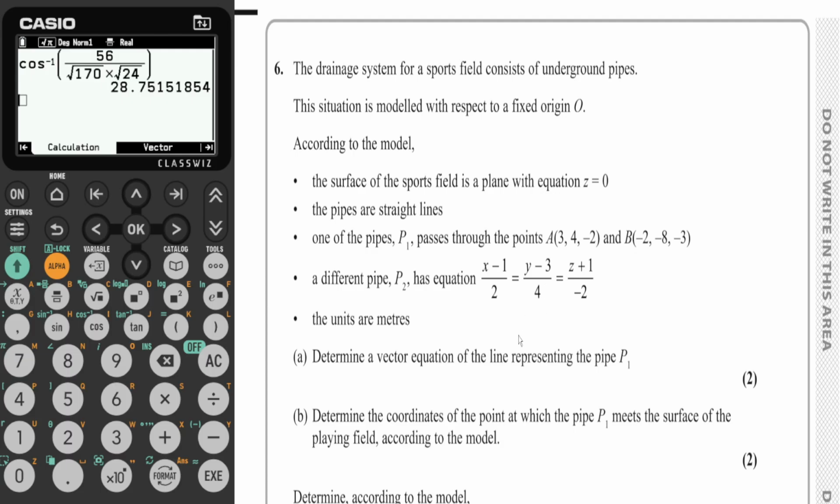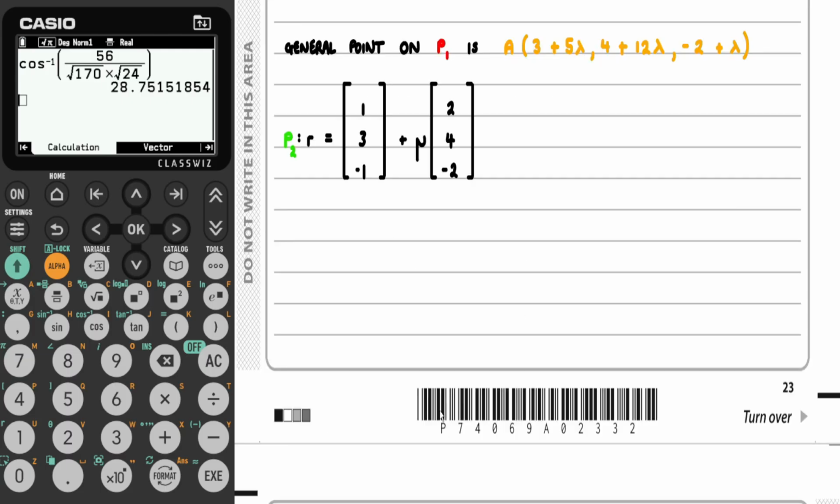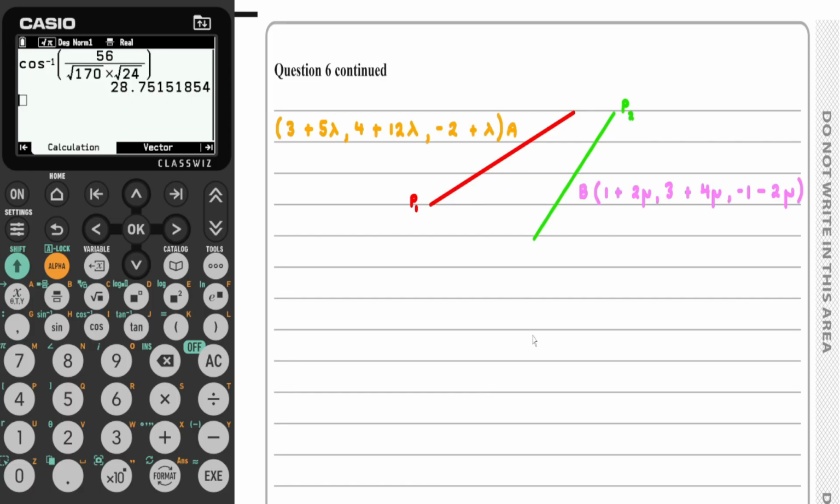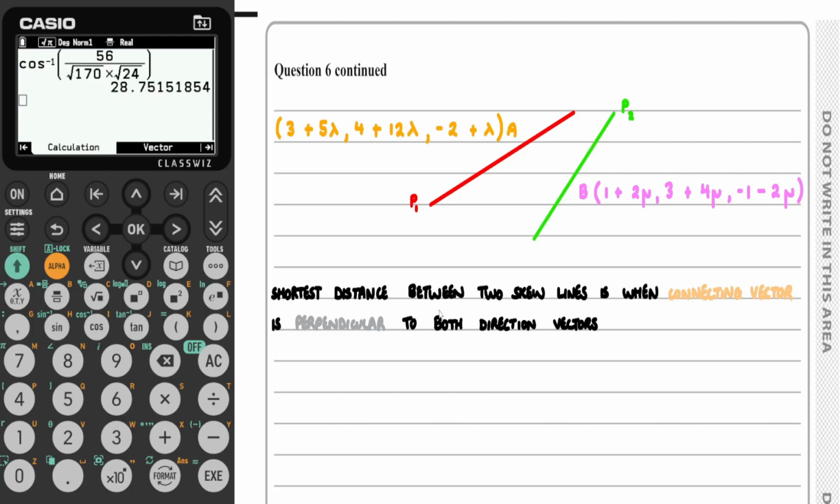We can rewrite the equation for P2. P2 will be given by r equals 1, 3, negative 1 plus mu multiplied by 2, 4, negative 2. And so a general point on P2 will be given by 1 plus 2 mu, 3 plus 4 mu, negative 1 subtract 2 mu. Here we have P1 and P2 with those points on them. Now, the shortest distance between two skew lines is when the connecting vector is perpendicular to both direction vectors. And that's what we see here.